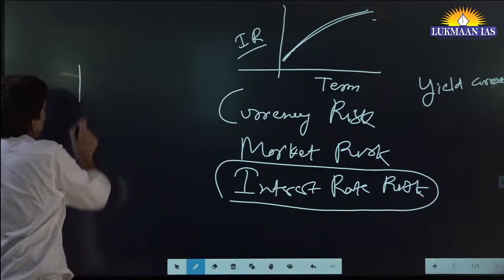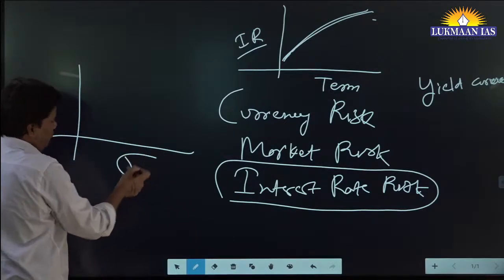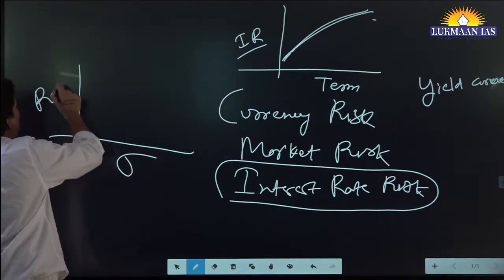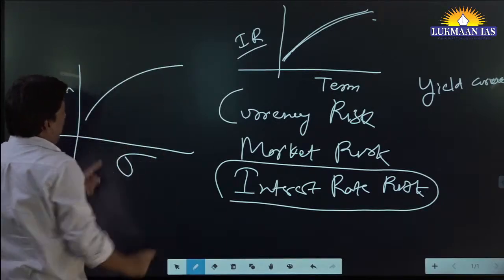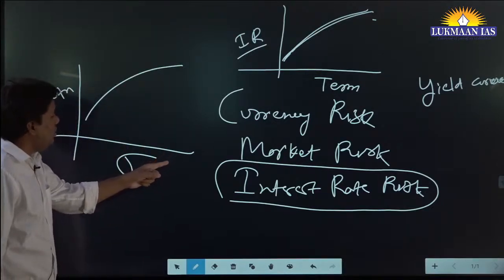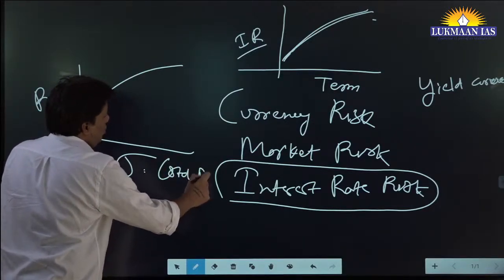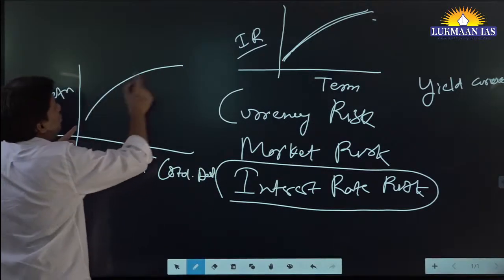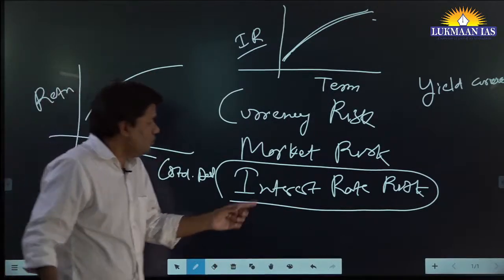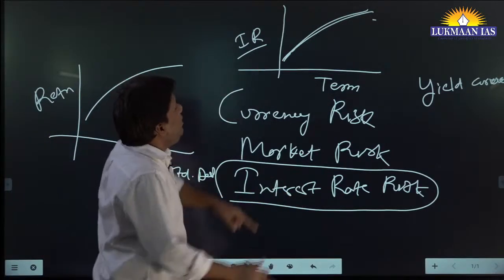So in fact, there is a trade-off between risk and return. This is risk, and this is return. What is this? This is standard deviation. As your risk keeps on increasing, people will ask for more return. Fine. So why is it difficult to manage?